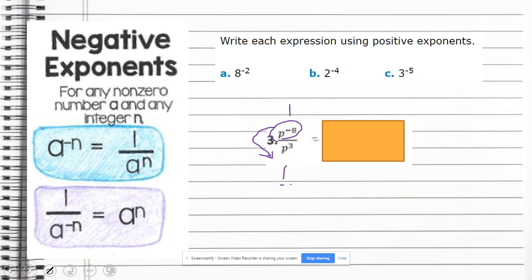So this becomes 1 over, excuse how sloppy that is, 1 over p to the third times p to the eighth. Now, remembering our multiplication properties, integer properties of exponents, we know that when we have the same variable, we can simply add the exponent. So this becomes 1 over p to the 11th.